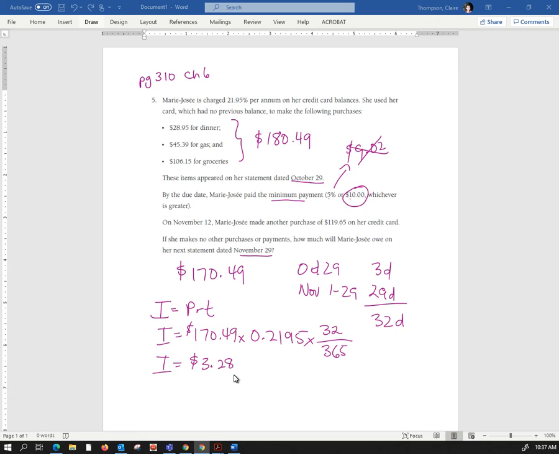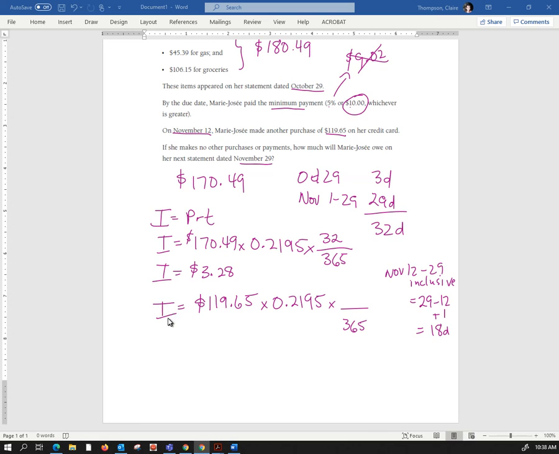Okay, our interest is $3.28. The next step is to figure out how much interest is going to be paid on the item that she purchased. And interest starts from the day that she made the purchase. So November 12th to November 29th.